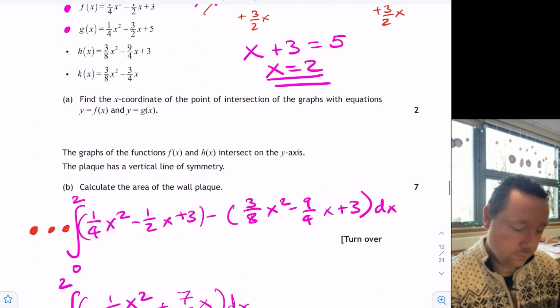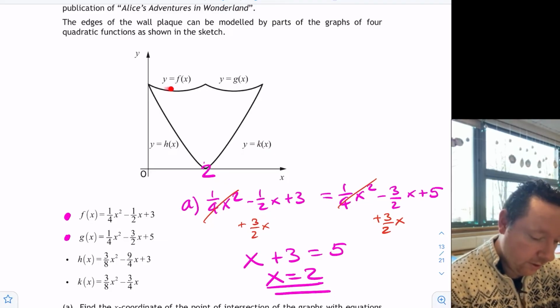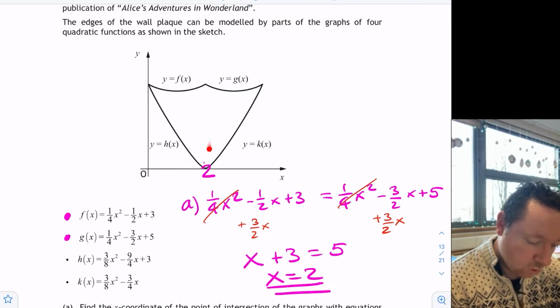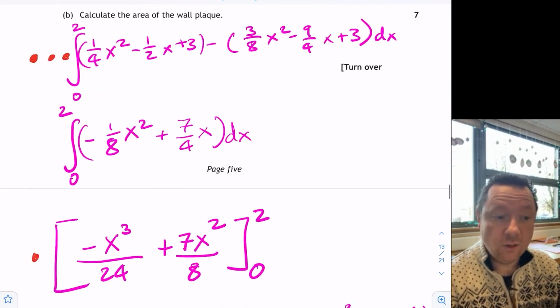isn't the answer. You need to check your question, calculate the area of the wall plaque. Well, we have calculated the area from here to here. So all that bit, if I was to draw a line down here, but you can see it's symmetrical, it even tells you it's symmetrical. So the area of the wall plaque is double the area I just found out.